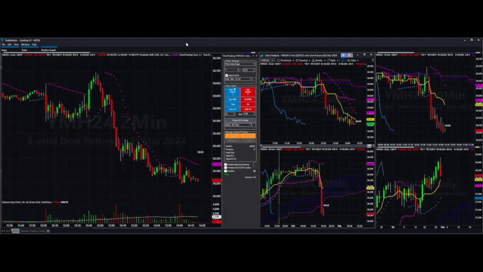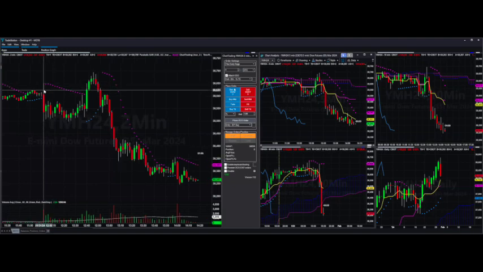Now, let's talk about this FOMC. For those of you that are familiar with the FOMC 123 trade, this is how I was looking at it. So this was the announcement right here. This is a 2-minute chart on the Dow futures. So initial reaction down, big red candle.